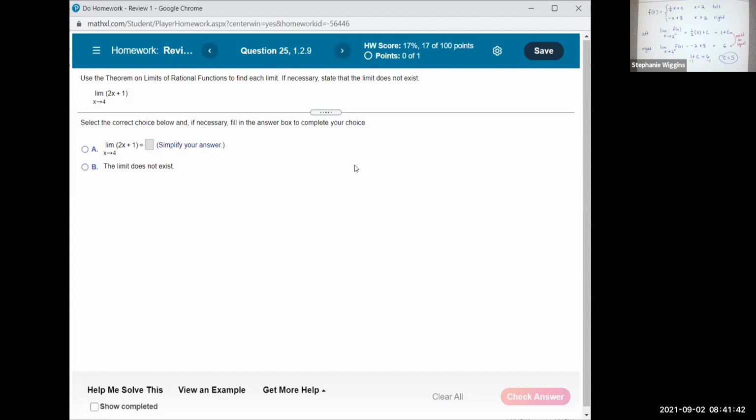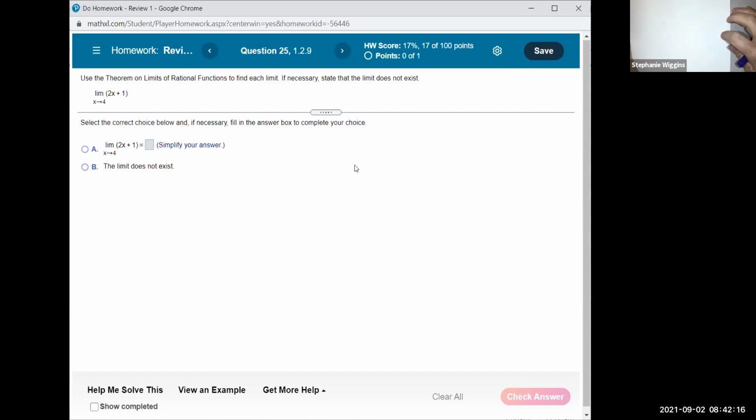Use the theorem on limits of rational functions to find each limit. If necessary, state that the limit does not exist. Okay. The theorem on rational function limits, that was the one where 0 was dividing by 0. So if you ever are solving a limit algebraically and you get 0 divided by 0, you need to factor, okay? So we'll do some examples. This one is not a rational function. You just plug it in. So you don't even use that.